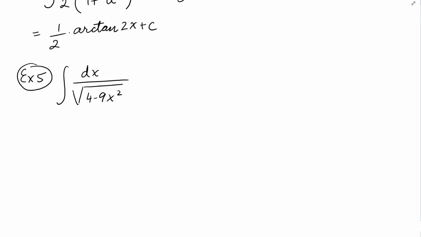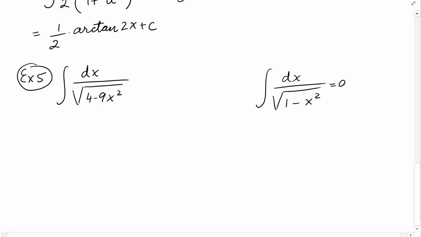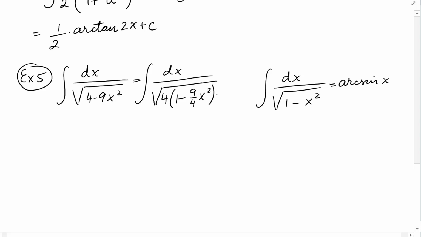Example 5, integral of dx over square root of 4 minus 9x squared. Now this integral reminds me of integral of dx over square root of 1 minus x squared. It's equal to arcsine of x. Well, in our case, we don't have 1 minus x squared, we have 4 minus. So what if we factor out the 4? So we get square root of 4 times 1 minus 9 over 4 x squared. And then I moved out the 4 from the square root.